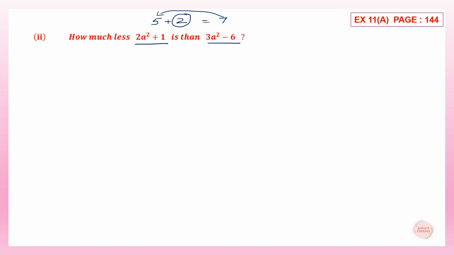5 plus 2 is 7. So 5 is less than 7 by 2. So we're going to subtract 7 minus 5 to get this. That means we have to subtract this, and this will come first. So let's write this. 3a square minus 6, and subtract the first one, 2a square plus 1. So now let's remove brackets. 3a square minus 6. Now since we have minus before the bracket, change all the signs inside. So it becomes minus 2a square minus 1.